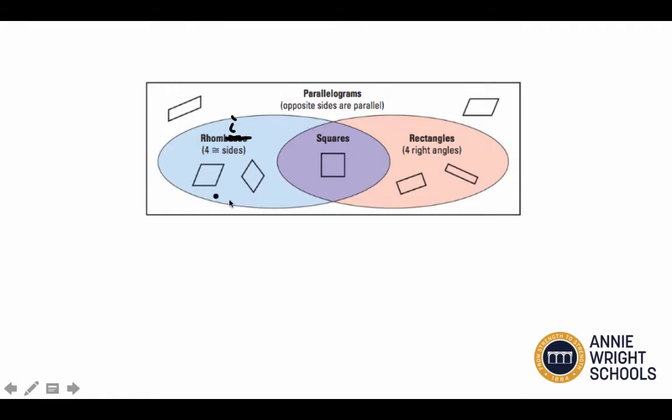So rhombi, and that's all sides are congruent. And then there's rectangles, and that's all angles are congruent, or all angles are right angles. And then where rectangles and rhombi overlap are squares. A square is a rectangle. A rectangle is not necessarily a square. A rhombus is not necessarily a square, but a square is a rhombus. A square, a rhombus, and a rectangle are all parallelograms, but parallelograms are not necessarily those three shapes.